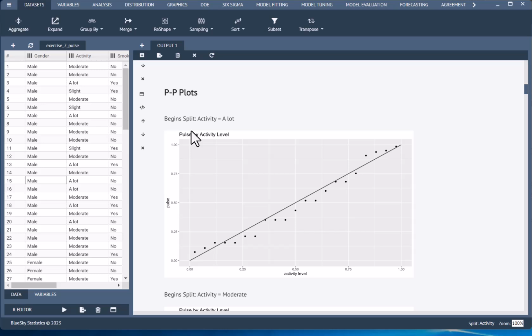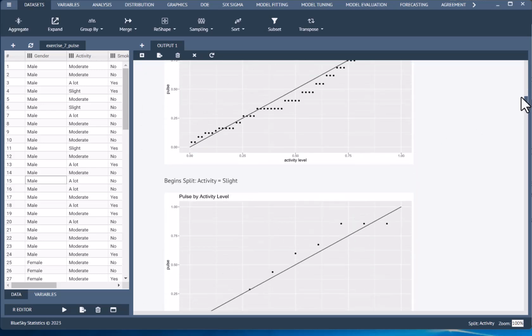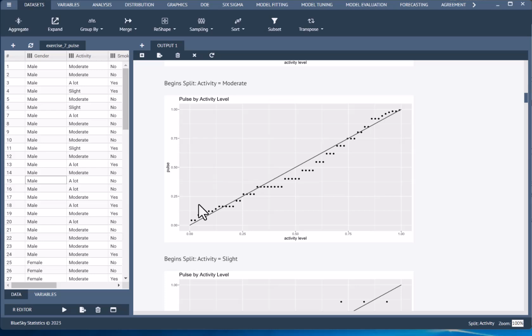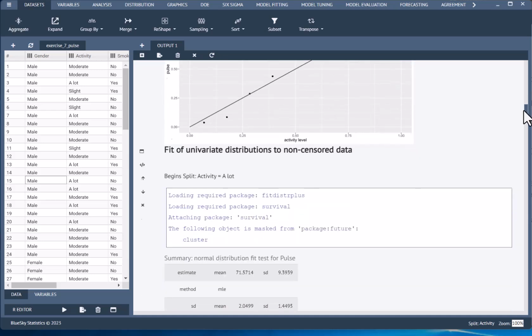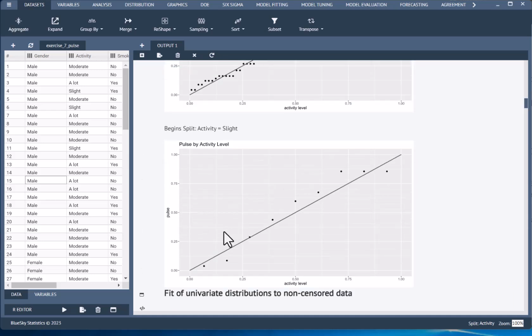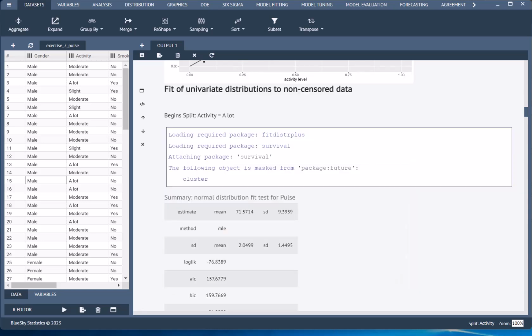So here's the activity level a lot. There's the PP plot. I like the fit. Next we have moderate activity level. I also like that fit. And finally, we have slight activity level, and I think that fit is also good.